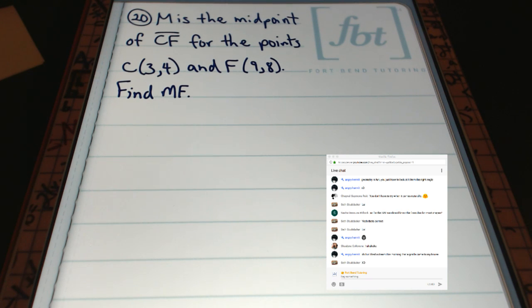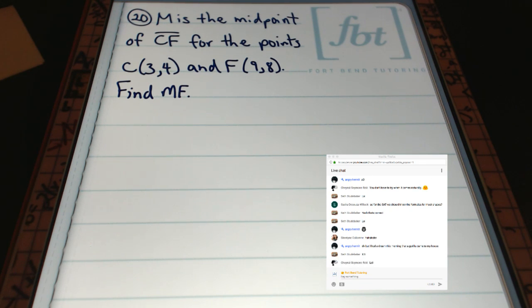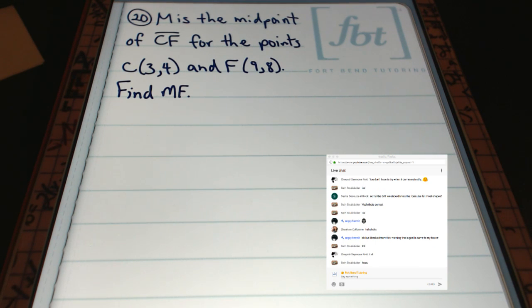We have M is the midpoint of the segment CF for the points C, which is (3, 4), and F, which is (9, 8). These are ordered pairs, guys, for these two points. That's what's going on. And find the length of MF. That's what we want to do.